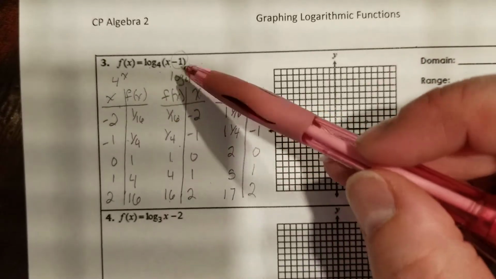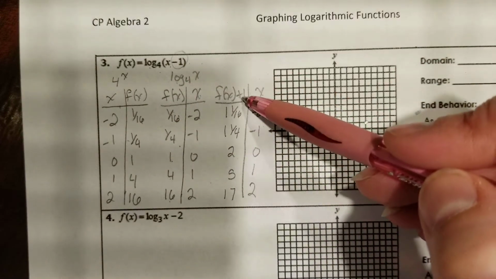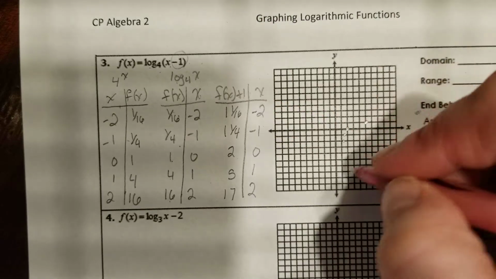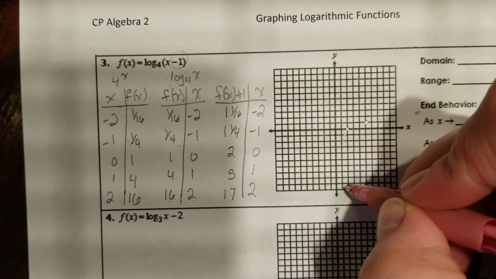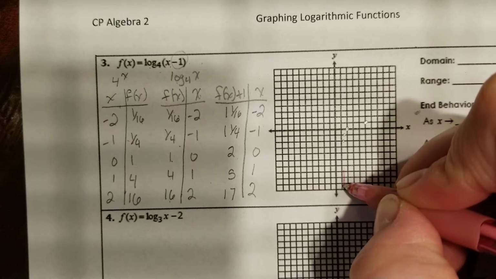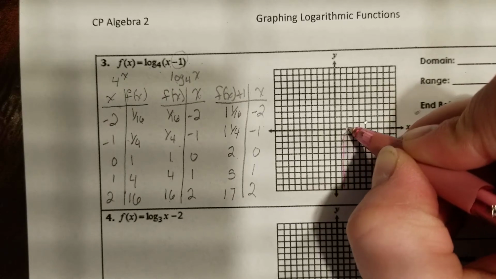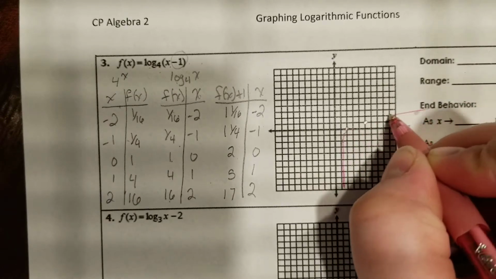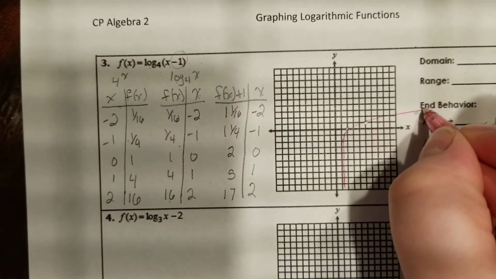Because this is x minus 1, and we shifted everything to the right one, our new asymptote is 1, so we're never going to cross 1 on the x-axis. So our graph is going to look something like this.